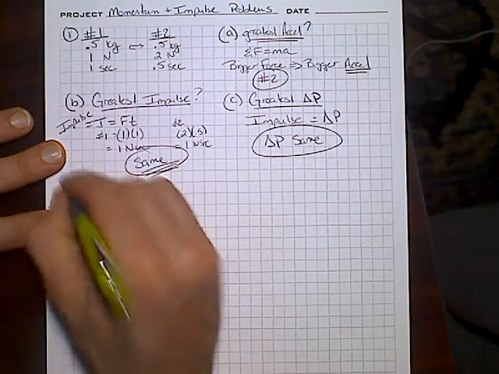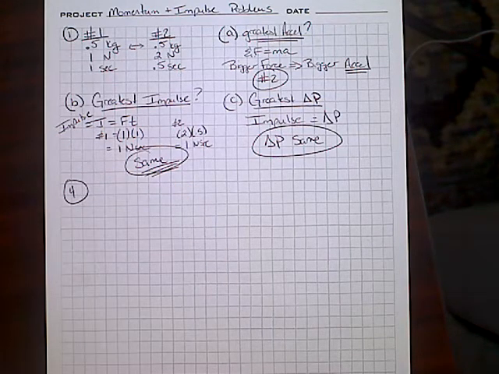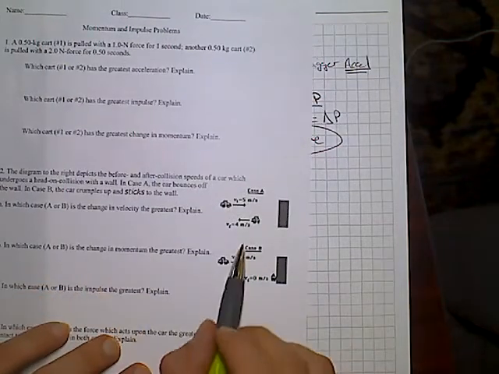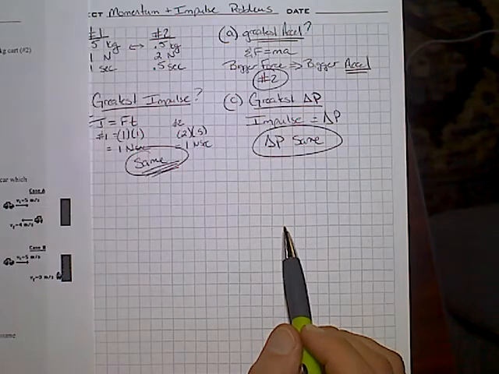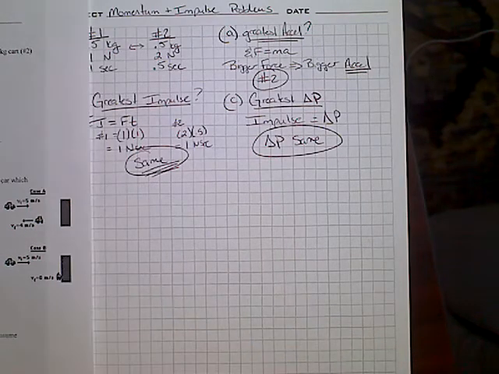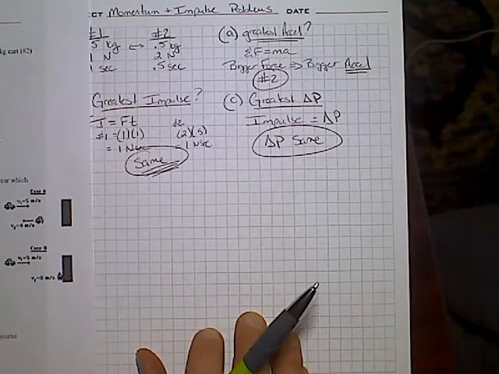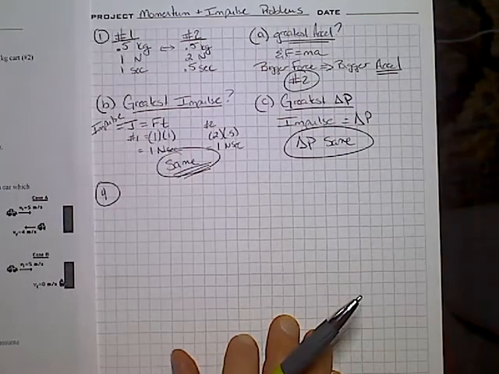It's now number 4 on your sheet. The diagram to the right depicts a car before and after the collision. So let's take a look at that diagram. We're just going to leave it right there off to the side. The speeds of the cars are given. In case A, the car bounces off the wall. In case B, the car crumbles and sticks to the wall. Answer each question.